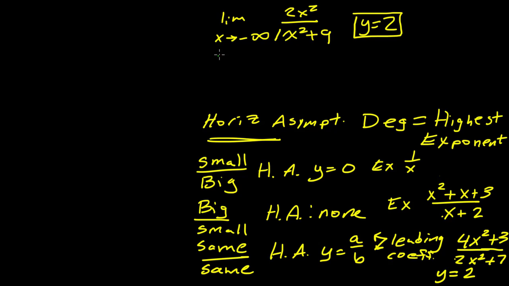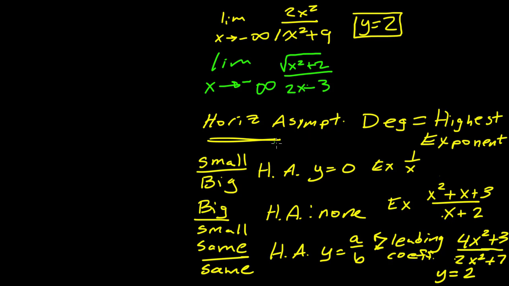So let's say I'm taking the limit as x goes to negative infinity. This time we're going to do something a little bit different. Here I'm going to have a radical: the square root of x squared plus 2, over 2x minus 3. I'm taking the limit as x goes to negative infinity.